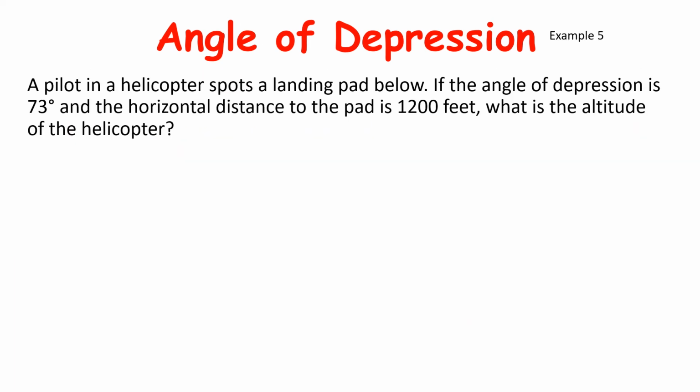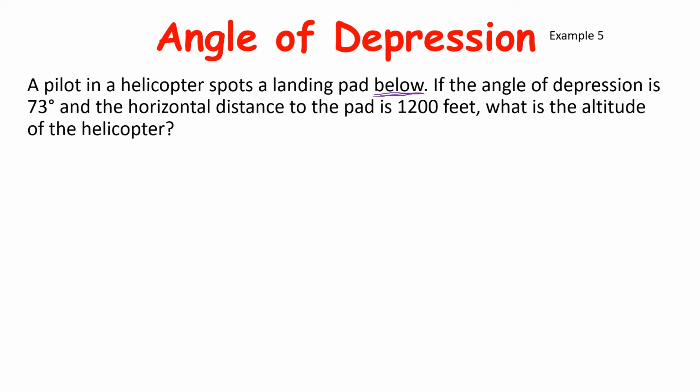So let's take a look at this example here. It says a pilot in a helicopter spots a landing pad below. So below tells us that that is going to be an angle of depression. So when you're doing your own work, it's not going to say this is an angle of depression or angle of elevation problem. You have to look at those keywords. So below, looking down would be depression. If it's looking up or above, that will of course be elevation.